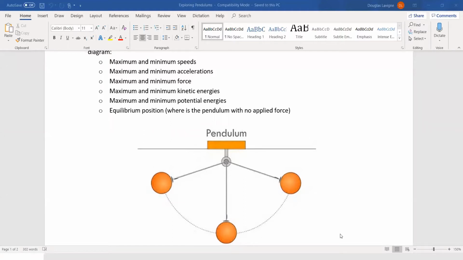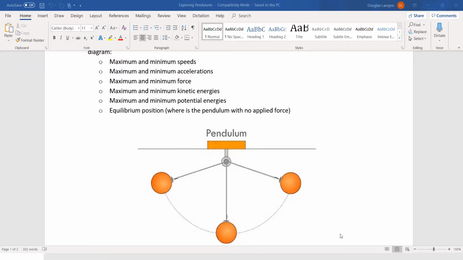A pendulum is anything that has a fixed axis point, and you have some sort of mass, sometimes called a bob or a plumb bob, that hangs off of the end of that string, and it is set to oscillate, which means that you let it go from a high position, it goes to a low position, and then goes up to another high position and repeats.